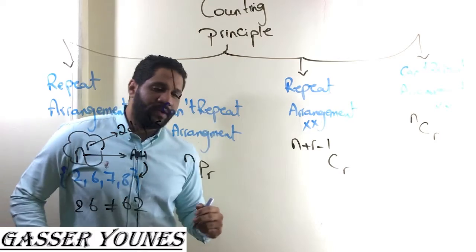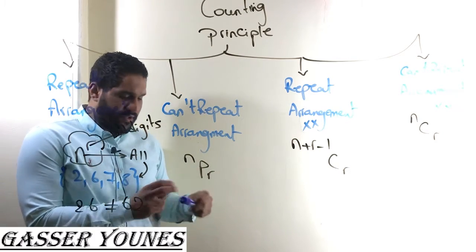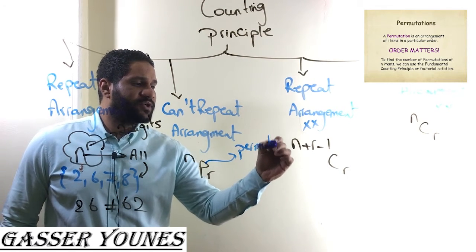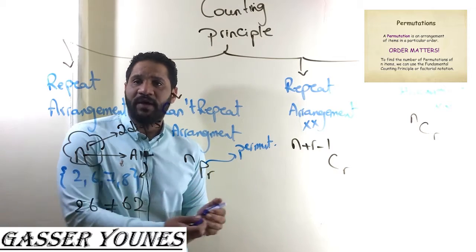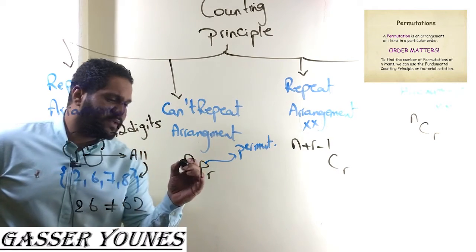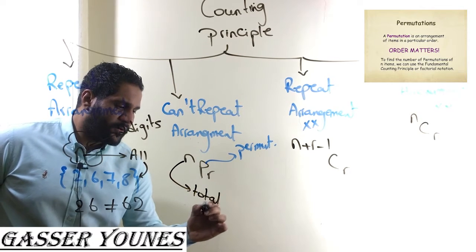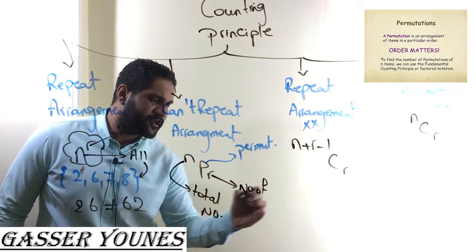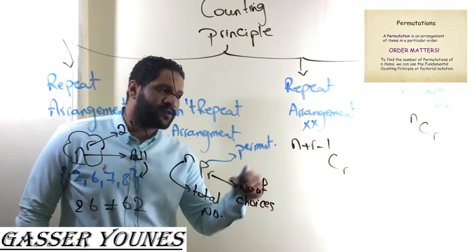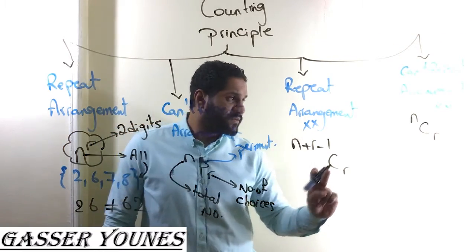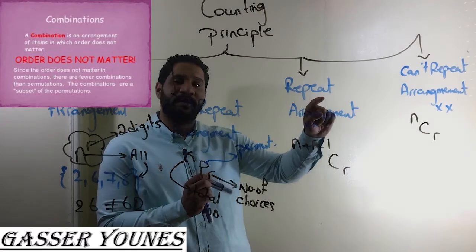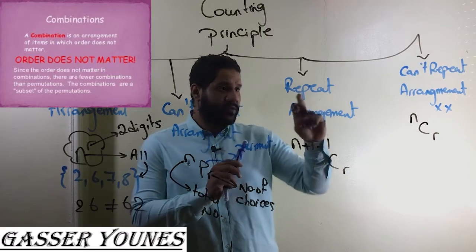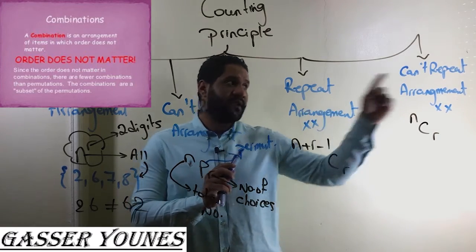In the second one, I cannot repeat and arrangement matters. In this case, you are going to use the permutation. What's the permutation? Permutation deals with the outcomes coming out of an experiment. N, as we said, is the total number of outcomes, and r is the number of choices. And of course, I'm going to show a lot of examples concerning this part. What's the difference between this one and this one? Here, I can repeat and arrangement doesn't matter. Here, I can't repeat and arrangement also doesn't matter. So the only difference between both of them is that here you can repeat and here you can't repeat.